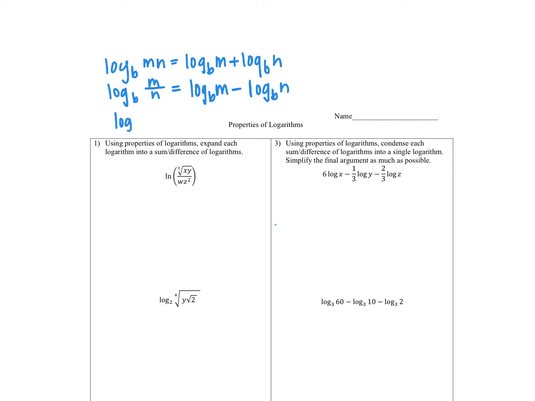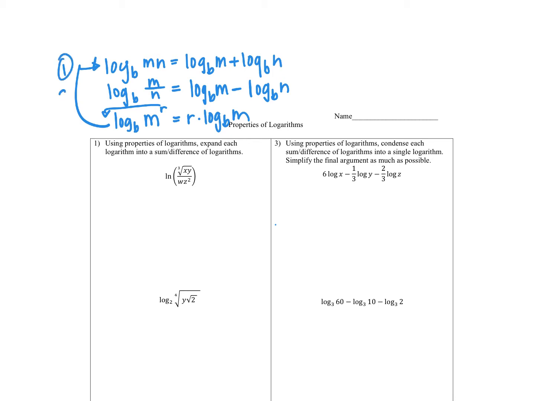We also have, if you add the power on something like m to the r, that this is equal to r times log base b of m. So really the exponent gets to go to the front. And that's just an application of that very first rule, the product rule. So those are the three that we're going to use.